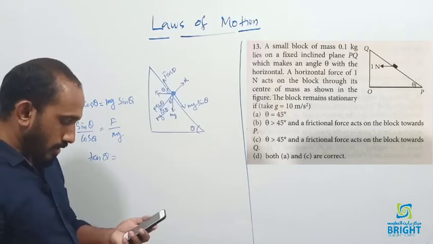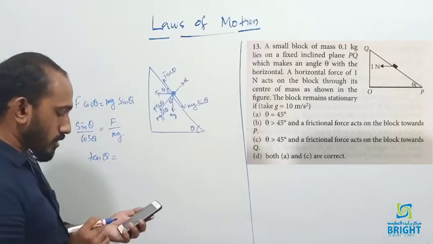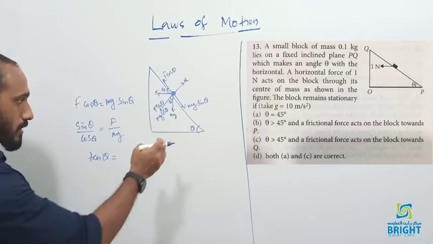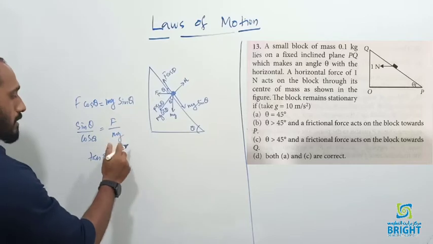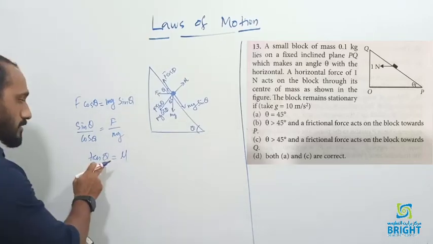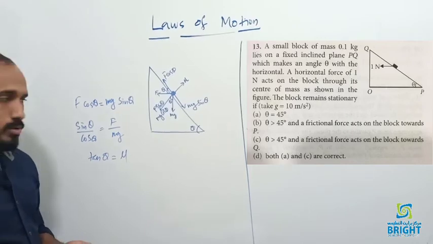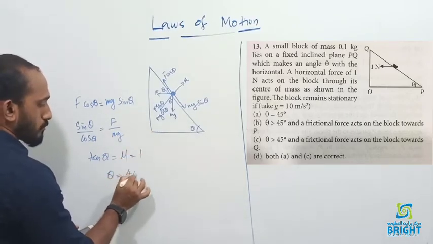It's given here that a horizontal force of 1 Newton is acting on this block through its center of mass as shown in the figure. So here tan theta is equal to F by mg. Now this tan theta is equal to 1 only, so theta is equal to 45 degrees.